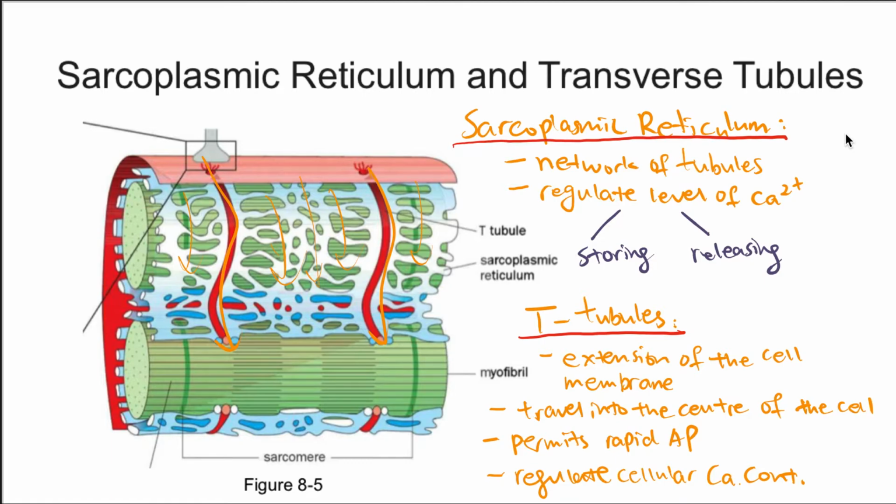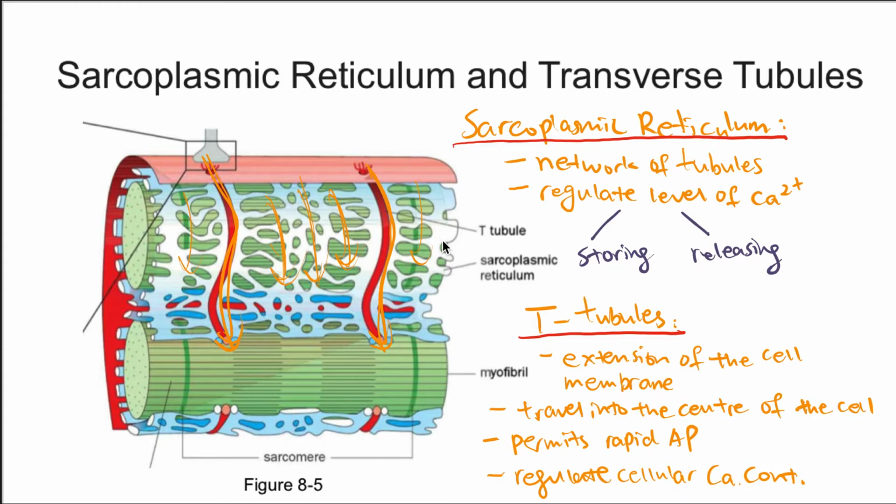The sarcoplasmic reticulum is a network of tubules that extend throughout the muscle cell, wrapping around but not in direct contact with the myofibril. Another structure is the transverse tubule, known as T-tubules, which are extensions of the cell membrane that bring plasma membrane close to the sarcoplasmic reticulum and travel into the center of the cell. So these are T-tubules, and then these network-like structures are sarcoplasmic reticulum.